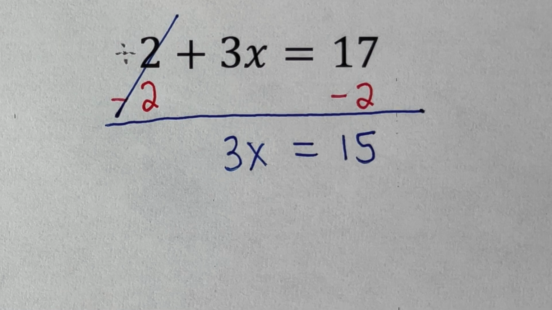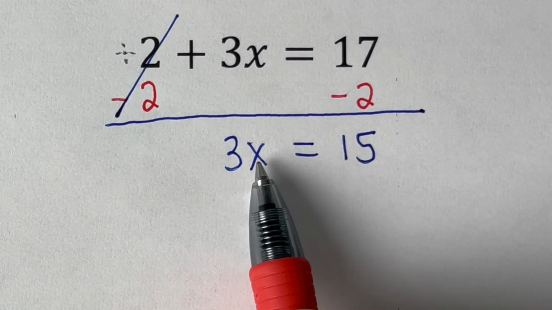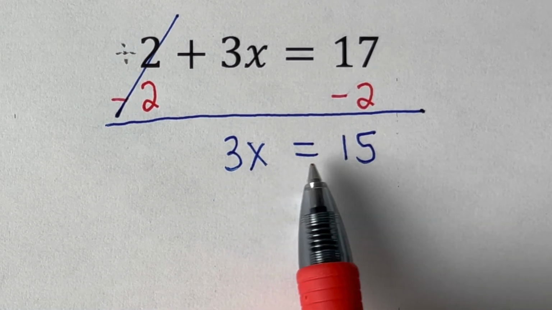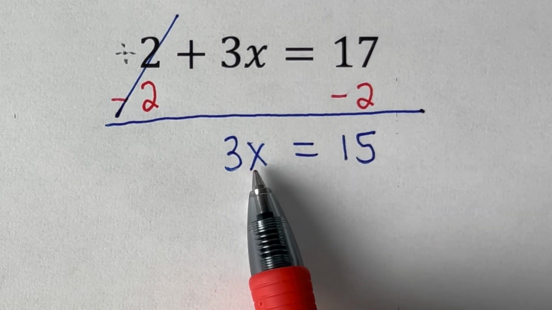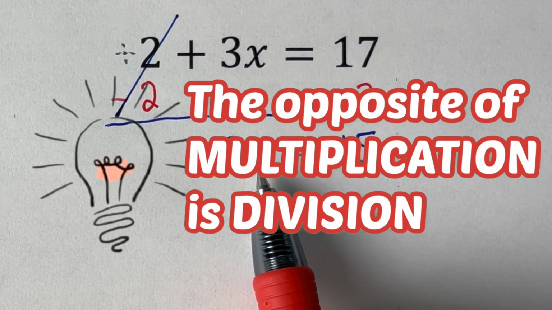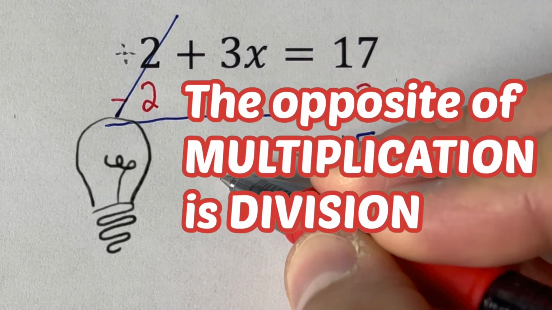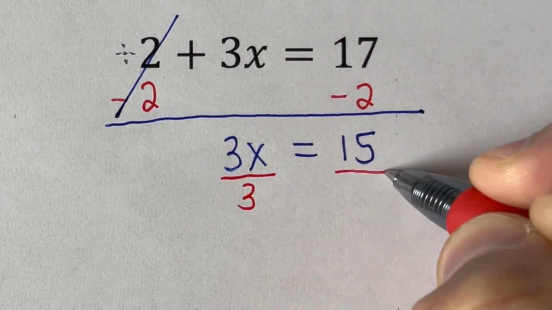This 3x means that 3 multiplied by the value of x, which we don't know yet, would equal 15. So this is multiplication. We remember that the opposite for multiplication is division. So then we go ahead and divide both sides by 3. We divide this by 3.